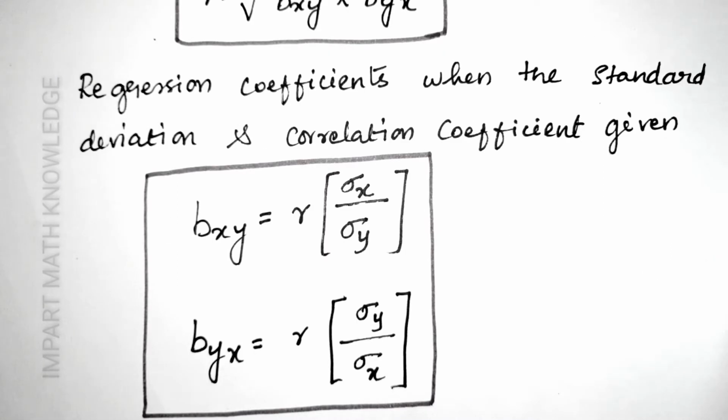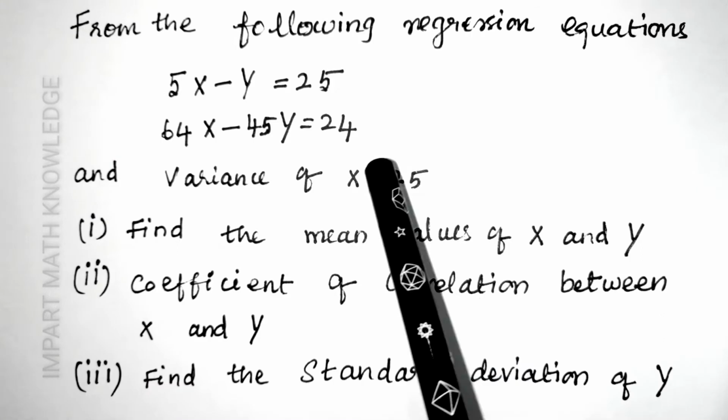When the standard deviations of x and y and r are given, the regression coefficient bxy is equal to r into sigma x by sigma y, and byx is equal to r into sigma y by sigma x. Remember that both regression and correlation coefficients always lie between 0 and 1.